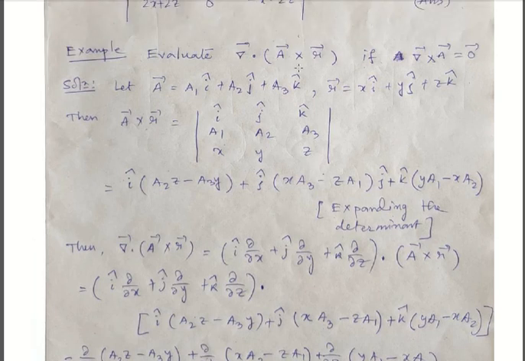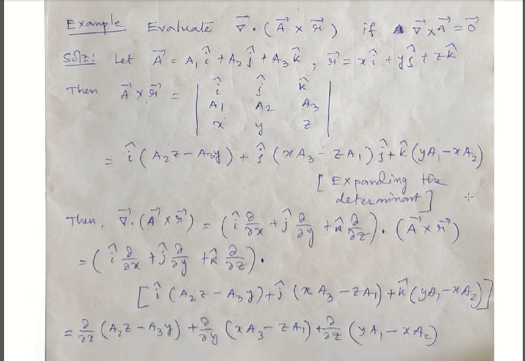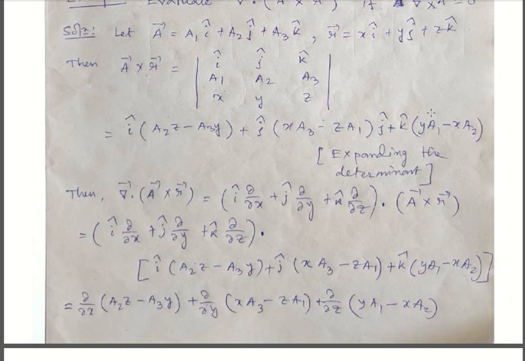We have this one, a cross r, and the result is this. Now we need to evaluate grad dot a cross r. We already have the a cross r. Now we are putting grad dot. What is the value of grad?